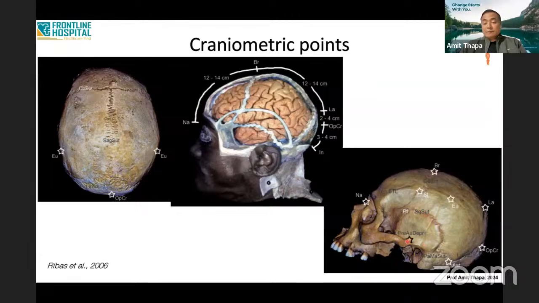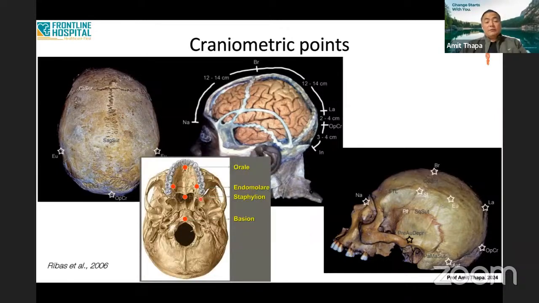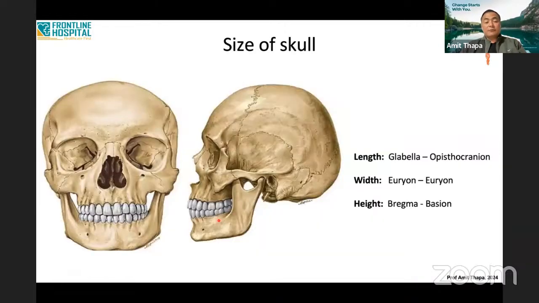And then there is a preauricular depression, which is basically the depression which is felt just in front of the tragus, which is a palpable depression, which is also one of the key craniometric points. Then in the open face, you can see oral, staphion, endomorph, and vision. Well, this is not something which we will be considering more in the skull-based approaches.